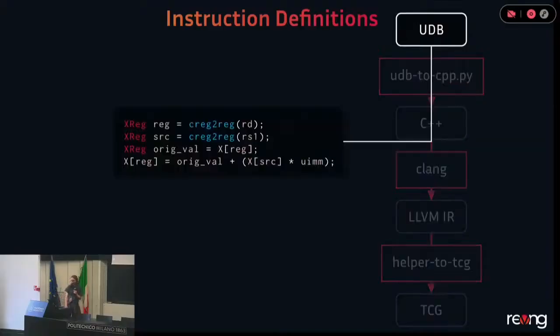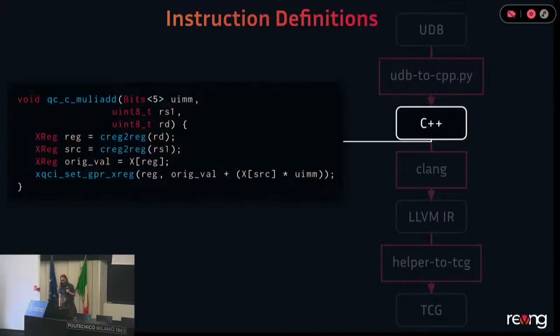So looking at our multiply add instruction here, we have the unified database version. We end up with some C++ code that is almost identical. So the fields of the instruction are turned into arguments. And then the final write of the GPR here at the bottom is turned into a function call. So we want to differentiate between reading and writing from GPRs.